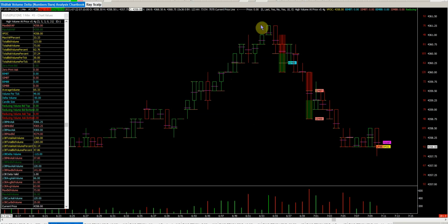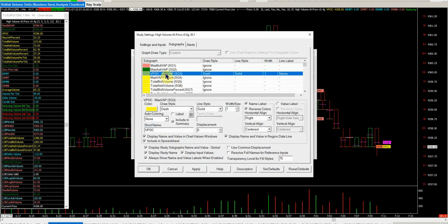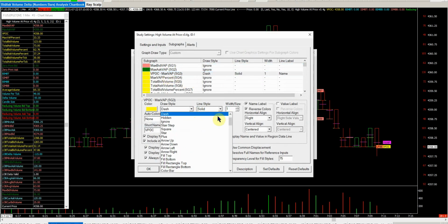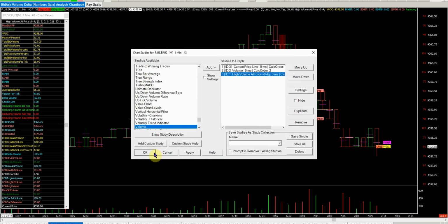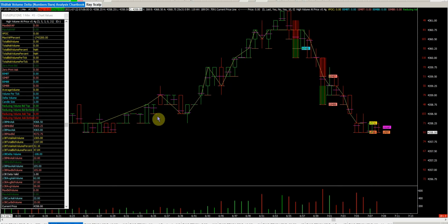So we're looking at candles here. We're looking at bars here. Let me go into the chart study, which is kind of a cool thing to do. Here's VPOC. If I change that from a dash to a line, you can see all my volume points of control.